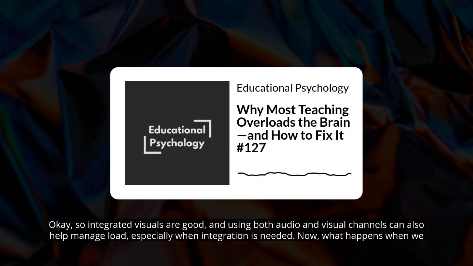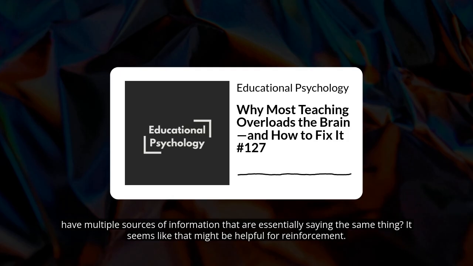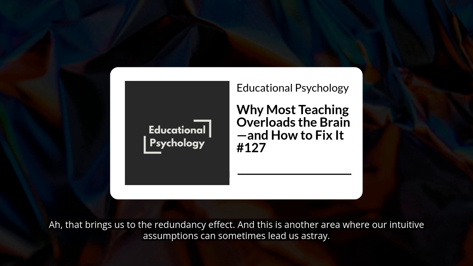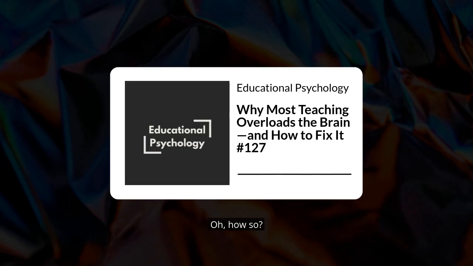Okay, so integrated visuals are good, and using both audio and visual channels can also help manage load, especially when integration is needed. Now, what happens when we have multiple sources of information that are essentially saying the same thing? It seems like that might be helpful for reinforcement. Ah, that brings us to the redundancy effect, and this is another area where our intuitive assumptions can sometimes lead us astray. Oh, how so?